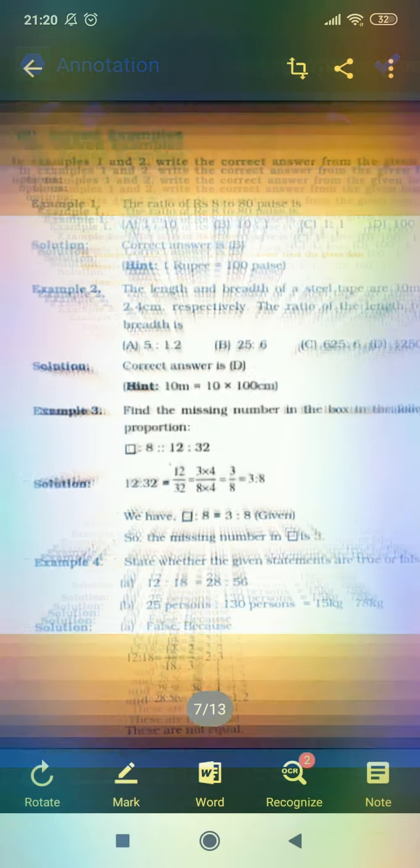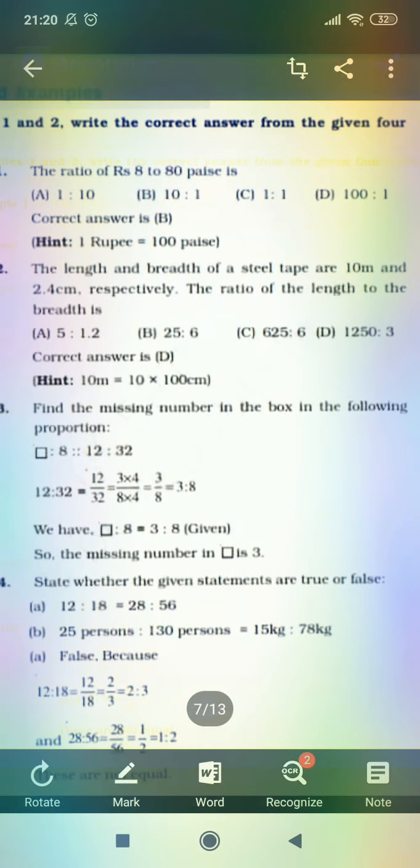Next question. The length and breadth of a steel tape are 10 meters and 24 centimeters respectively. The unit must be compulsorily taken and need not be forgotten. If you forget, you will lose the mark. The ratio of the length to the breadth is how much?